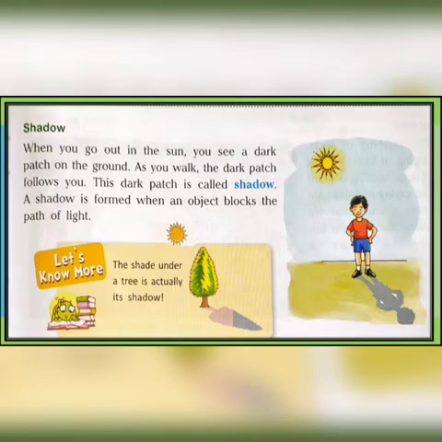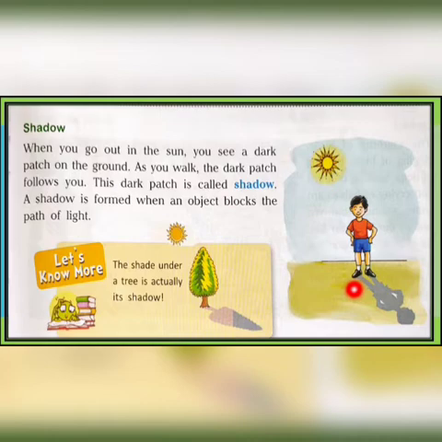After light we are going to learn about shadow. We all are familiar with shadow, right? So what is shadow? Shadow is a dark patch. And when is it formed? It is formed when an object blocks the path of light. See in this picture, it is the shadow of this boy.